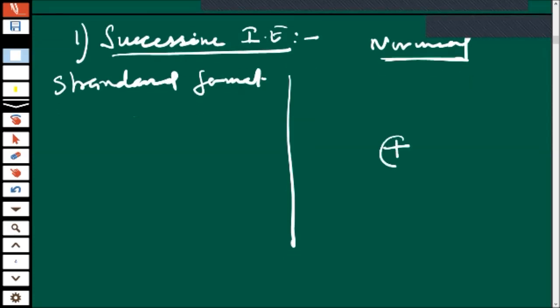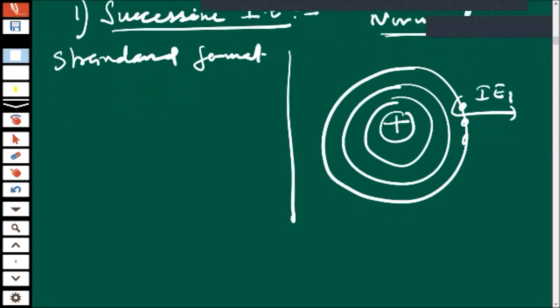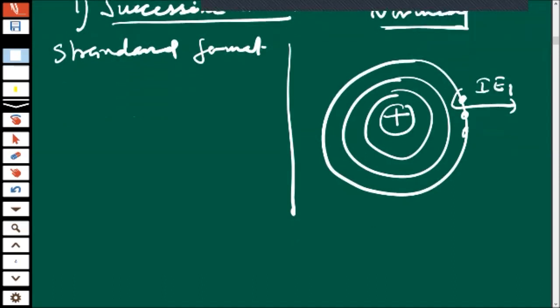Suppose one atom is there, children. First orbit, second orbit, third orbit, and the outermost has 3 electrons. If we want to remove the first electron from this atom, it is known as IE1. When we have removed the first electron, this particle will become small, because the nucleus will become stronger as an electron is lost. So the size will decrease.